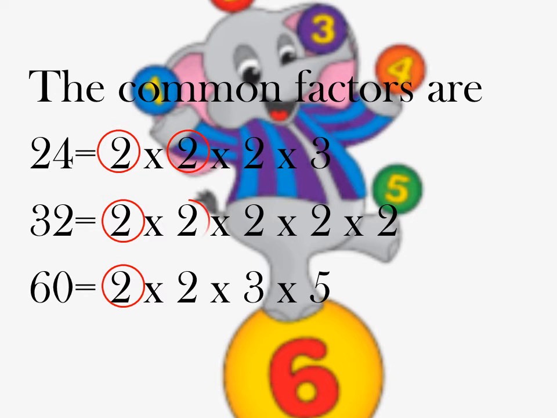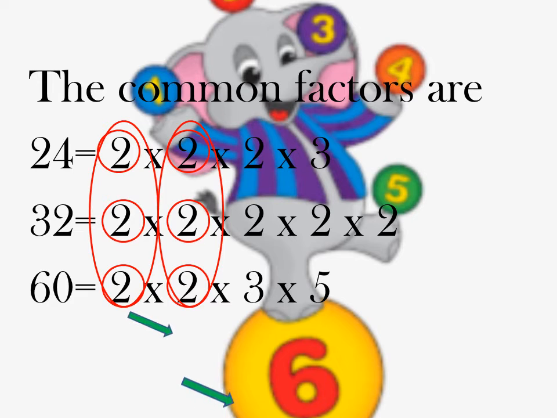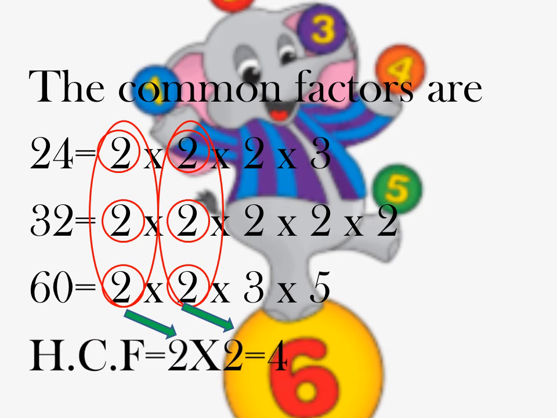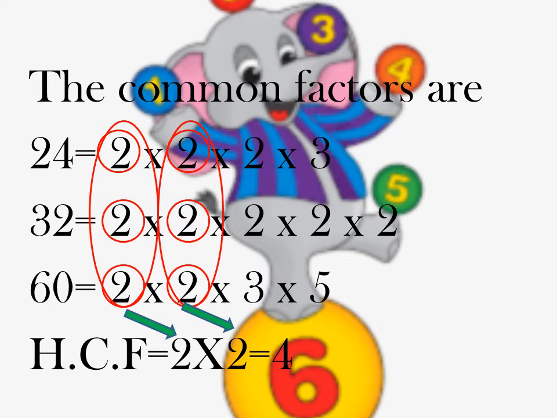If you can see the red circles, the marks in red, the number 2 is occurring in 24, 32, and 60 once, and again it's occurring twice. That means 2 is occurring twice in all these three numbers. Apart from that, we don't have any number which is common. So what do we take? All these three as one unit, and the next one also as another unit. That means 2 times 2 is occurring in all the three numbers. So we write these numbers in this way. HCF of these three numbers becomes 2 times 2, which is actually equal to 4.